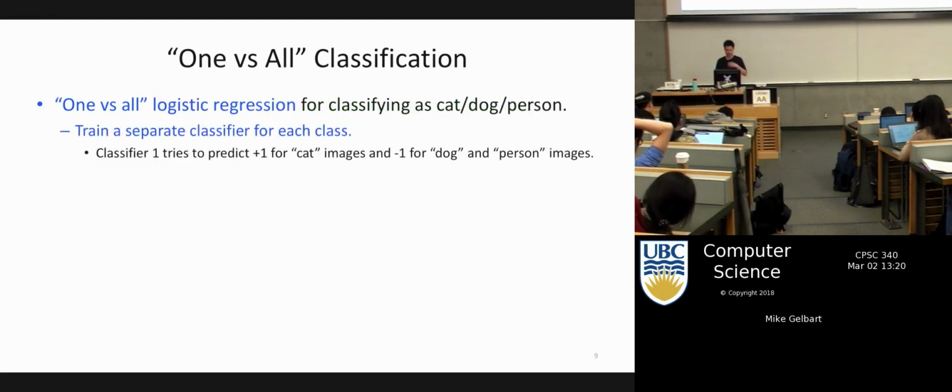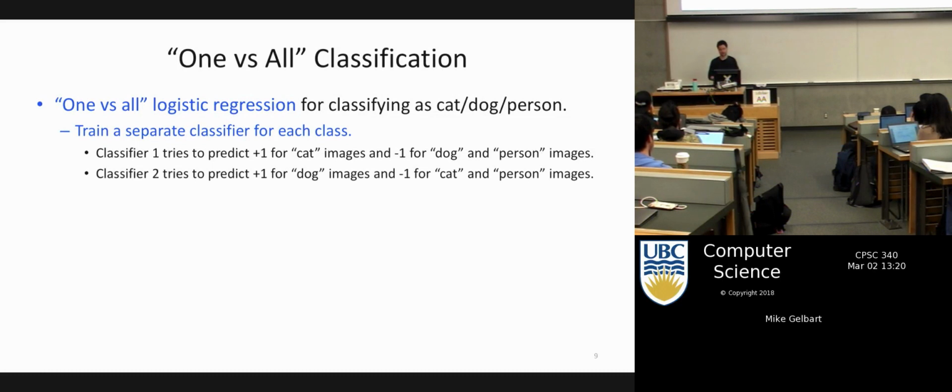Okay, so just to walk through it, if we're trying to classify an image as containing a cat, a dog, or a person, then the first classifier will predict +1 if it's a cat, and -1 for dog images or person images. Classifier 2 will look for dog and be -1 in the other cases, and so on and so forth. So you're leaving X the same, but you're changing Y in each case. The training labels. You're changing them from the multi-class labels to the binary labels.